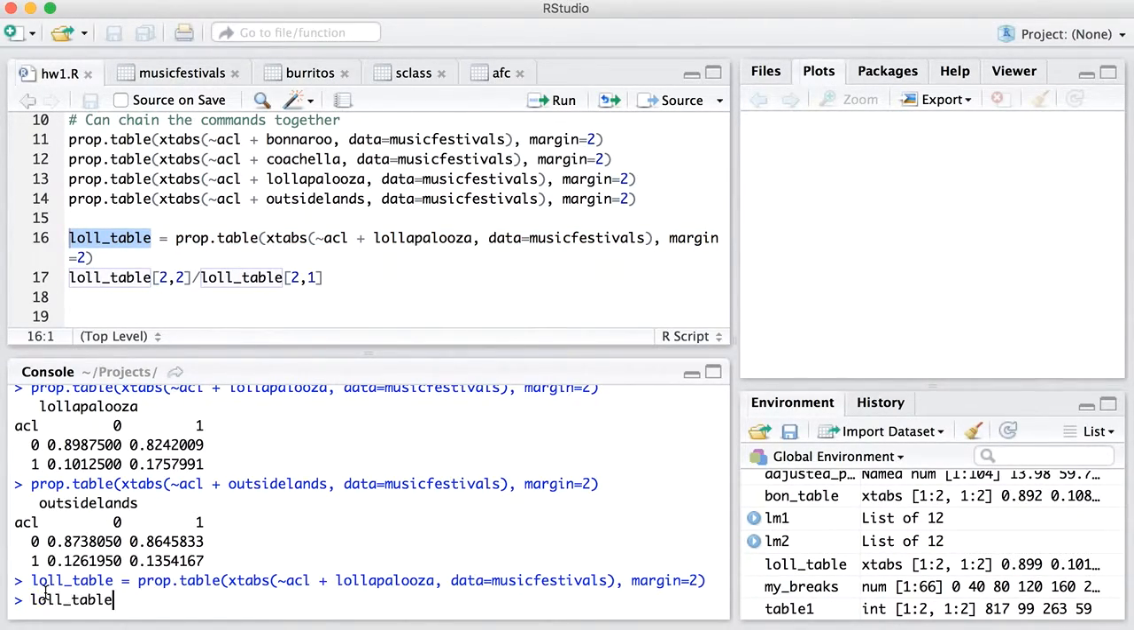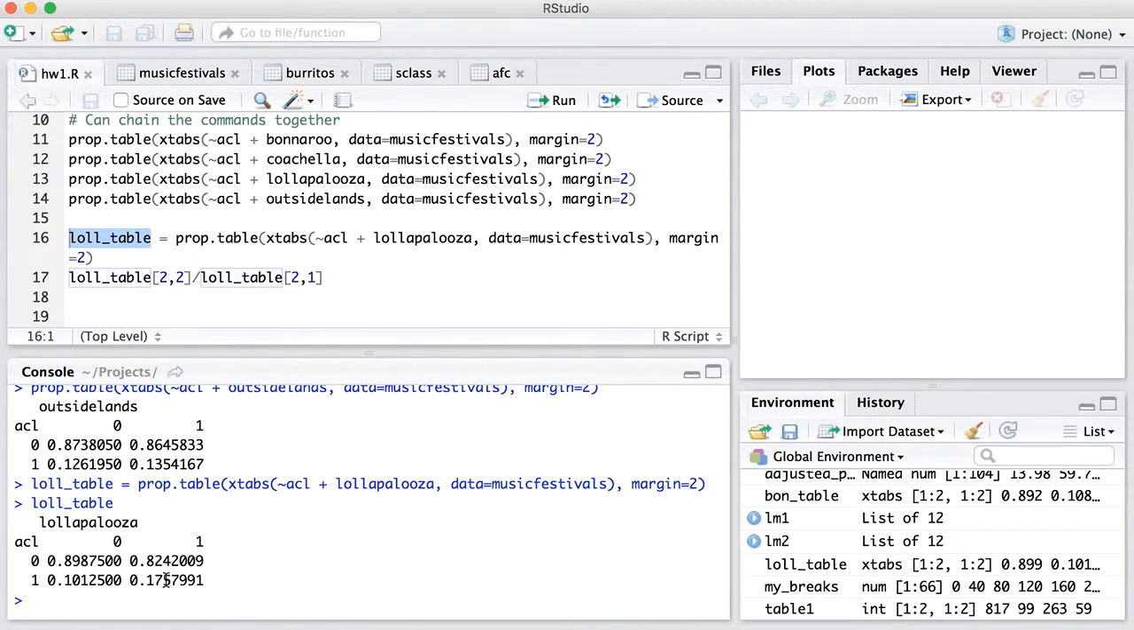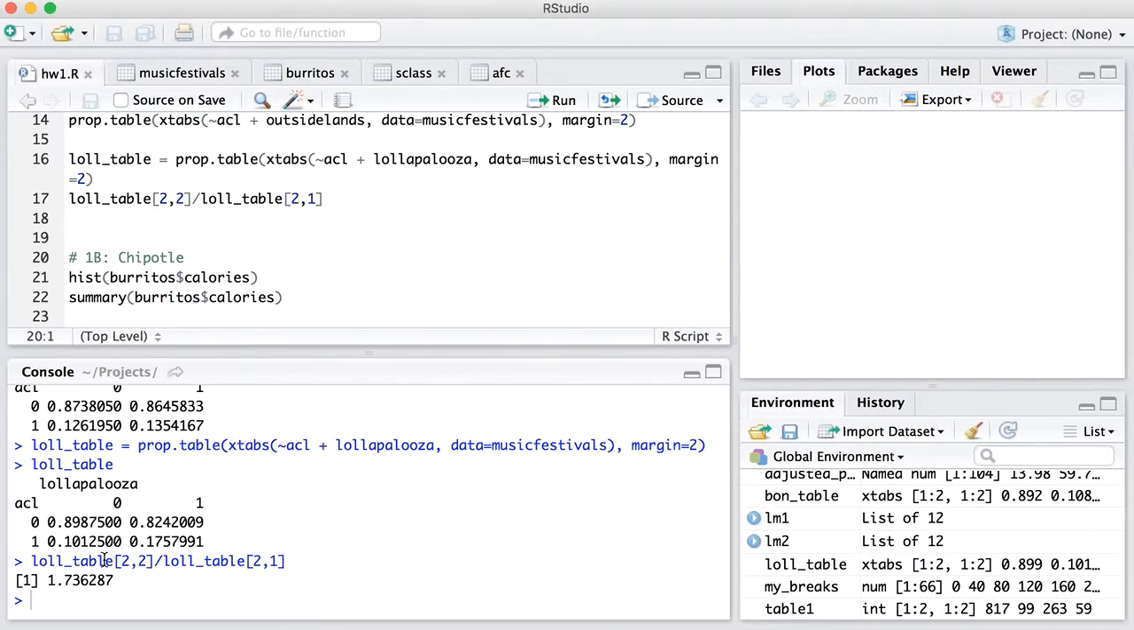Now this is the raw input if we wanted to compute relative risk. So let's take this cell of the table divided by that cell of the table. That would be our relative risk for appearing at ACL among those bands that also appeared at Lollapalooza. So that's the second row, second column, divided by the second row, first column right here. And it appears that our relative risk for Lollapalooza here was 1.73.